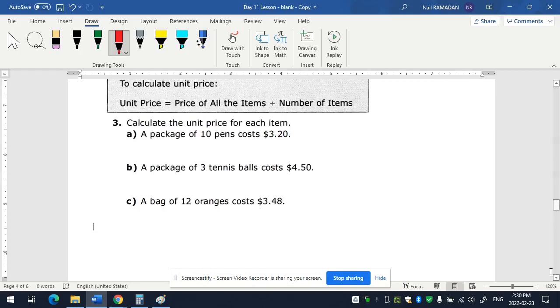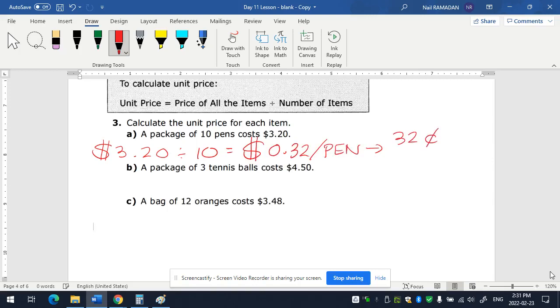A package of 10 pens costs 320. All right. Can you tell me which is got to divide which? Always. Yes. Go ahead. 320 divided by 10. That's going to be 0.32 per what? Per pen, which means 32 cents a pen. You can write per as a slash if you like.